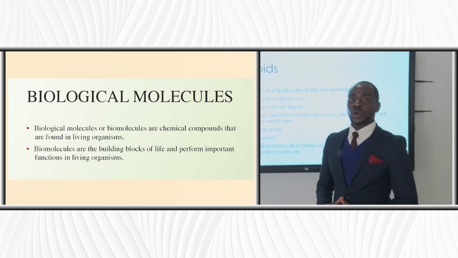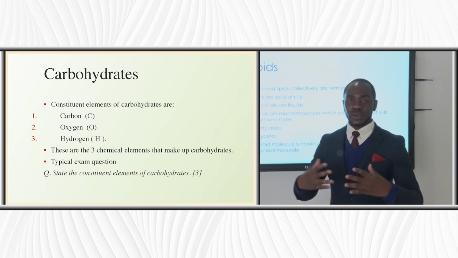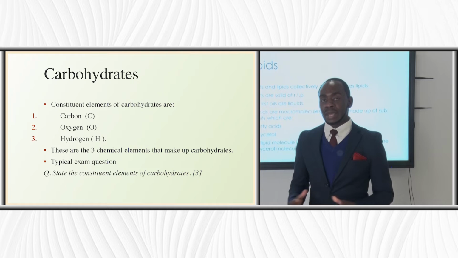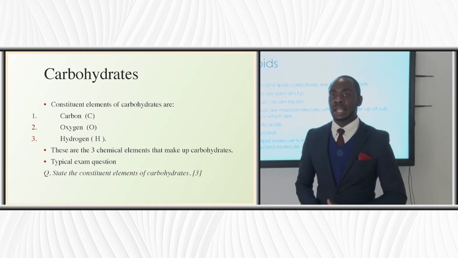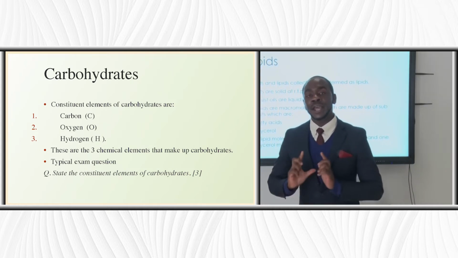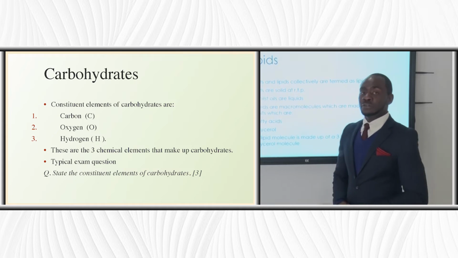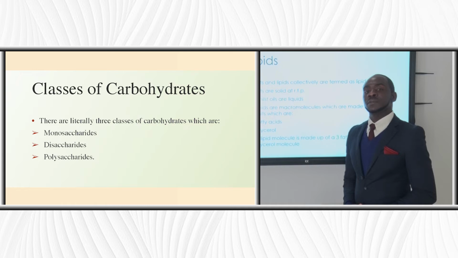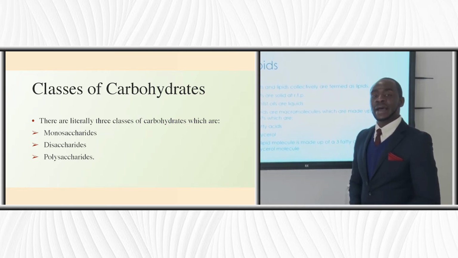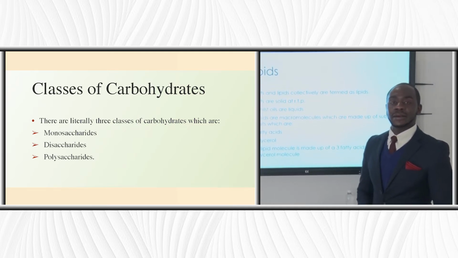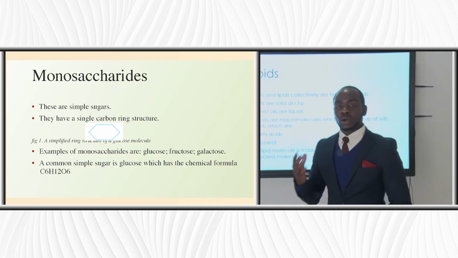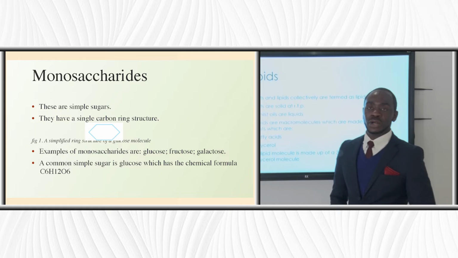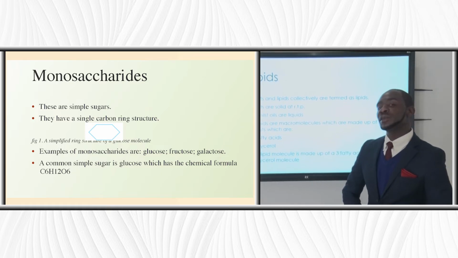After that, we looked at carbohydrates as our first class of biological molecules. We said that carbohydrates are made up of these chemical elements: carbon, hydrogen, and oxygen. Then we moved on to look at the 3 classes of carbohydrates, which are monosaccharides, disaccharides, and polysaccharides. On monosaccharides, we looked at glucose as an example of a monosaccharide, and we stated the functions of monosaccharides using glucose to represent the monosaccharides.